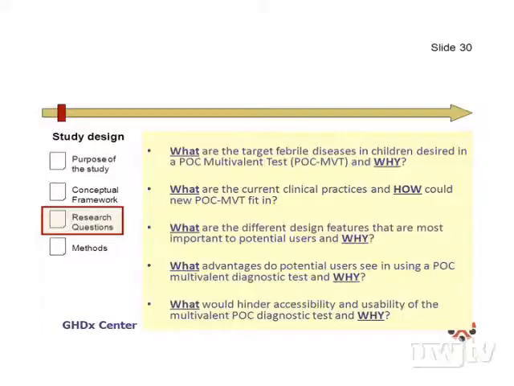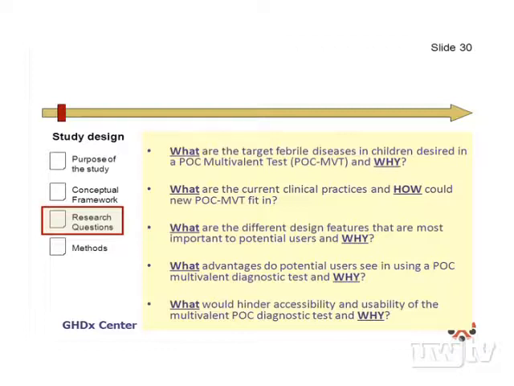What are the target febrile diseases in children that are desired by healthcare providers in a point-of-care multivalent test, and why? What are the current clinical practices in the settings that we're interested in, and how could a new tool fit in these practices? What are the different design features that are most important to potential users, and why? What are the advantages? And what would hinder the accessibility and usability of new tests?